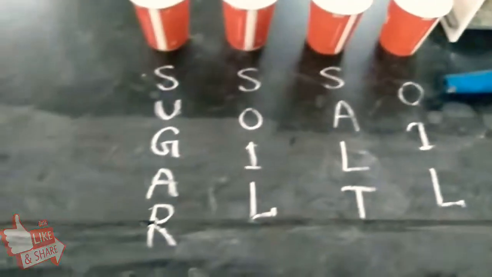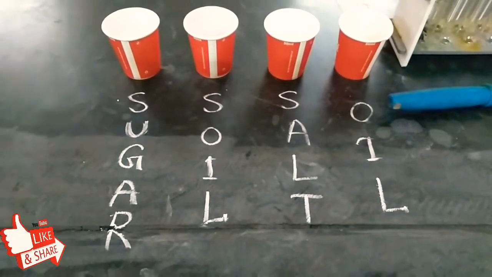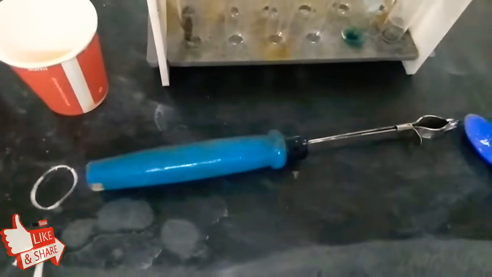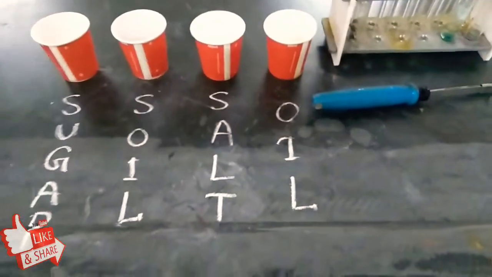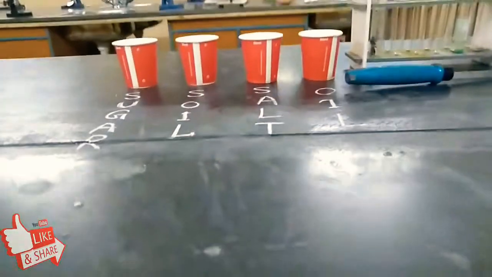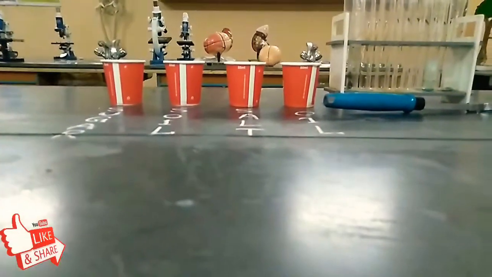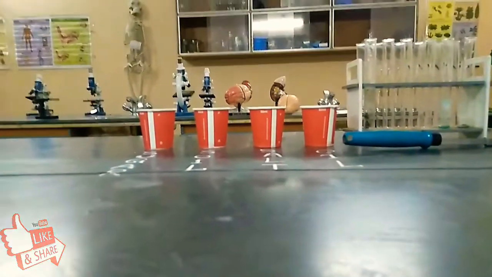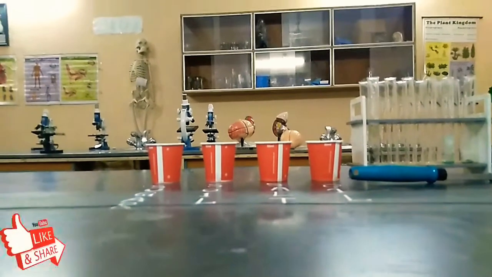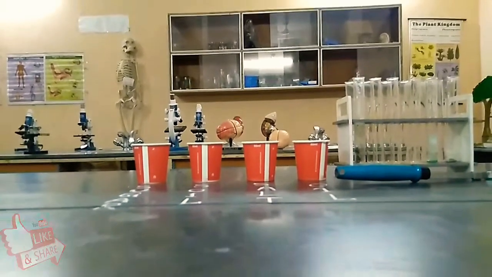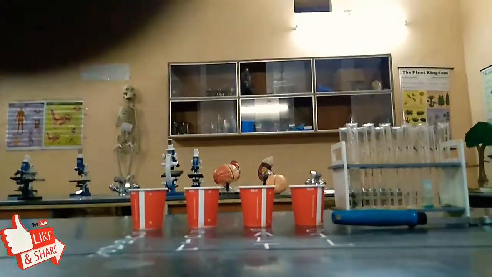Okay, so the names are already given: sugar, soil, salt and oil. I have also taken fresh and dry test tubes and the test tube holder. Got it everyone? So today we will try to experiment on the proper saturation and unsaturation of the different things that I have taken. So let's go for its proper practical. Without wasting time, let's start.